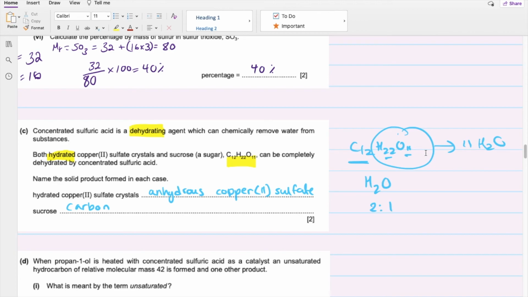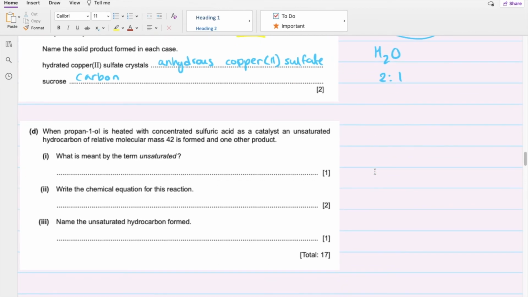Okay, so let's move on to part D, and the last part. When propanol is heated with concentrated sulfuric acid as a catalyst, an unsaturated hydrocarbon with relative molecular mass 42 is formed, in one other product. Okay, we can do this. So what is meant by the term unsaturated? Unsaturated means that not all the carbon-carbon bonds are single. And what does that mean?